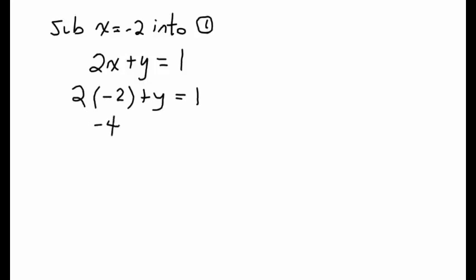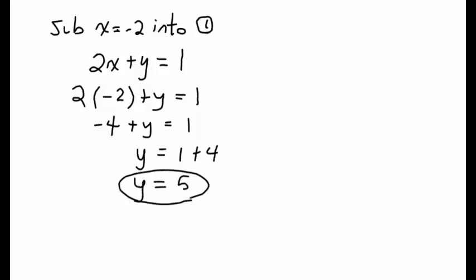So here, 2 times negative 2 is negative 4. And we will add 4 to both sides. And that's going to give us y is equal to 5. And that's going to finish off this example. We have the unique solution, x equals negative 2, y equals 5.